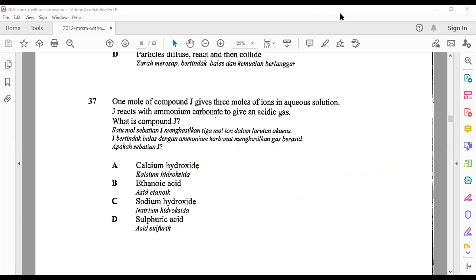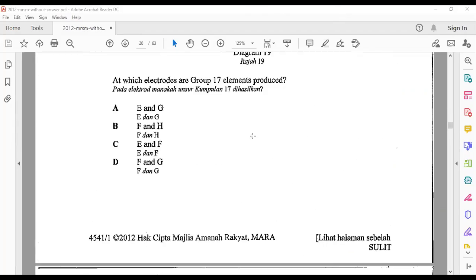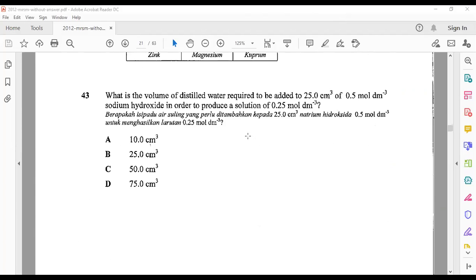We are now going to question number 43. Now look at 43. Question 43 says that they want you to get the volume of distilled water required to be added in order to produce a solution of 0.25 mole per decimeter cube of solution. Okay, now first of all, we have to know about the concept. What concept is this? This is actually dilution.